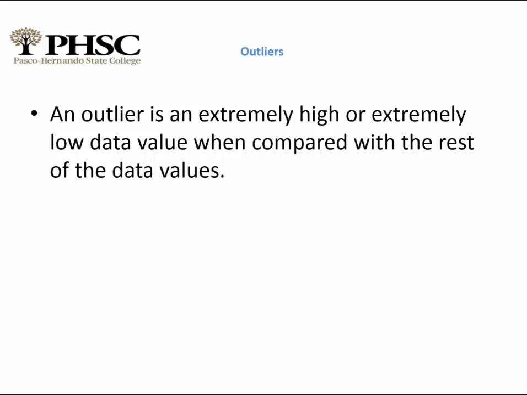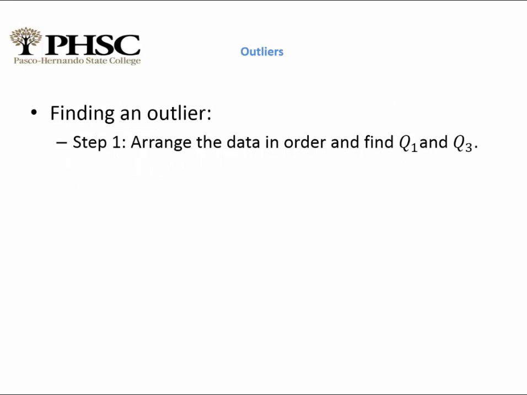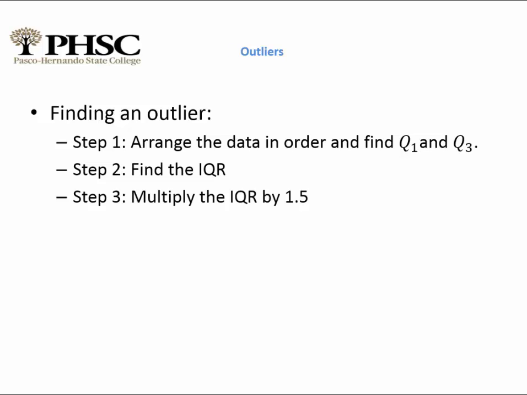An outlier is an extremely high or extremely low data point compared to the rest of the data values. But just because it seems like an outlier, we can't denote it as one. We actually have to calculate if indeed it is an outlier. The first thing is that you arrange the data in order, and you find Q1 and Q3. Then you find the IQR. Then you multiply the IQR by 1.5.